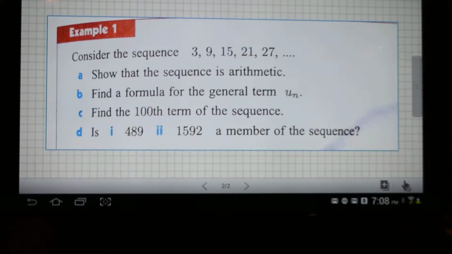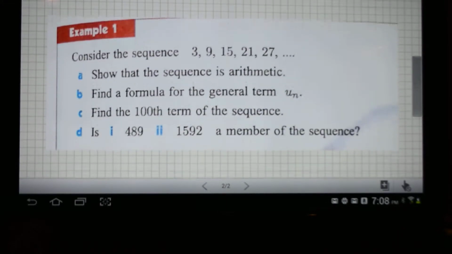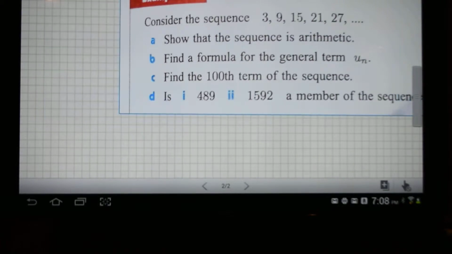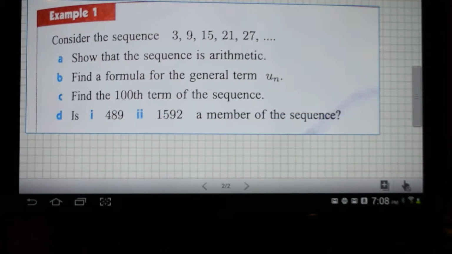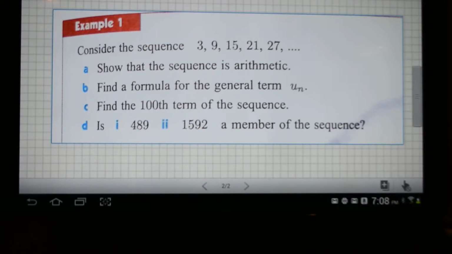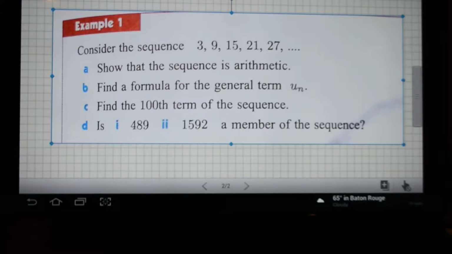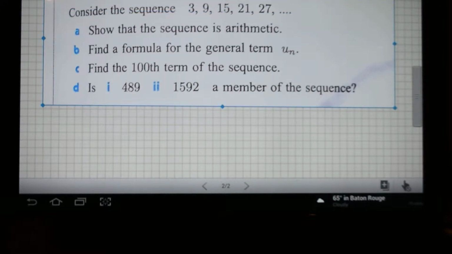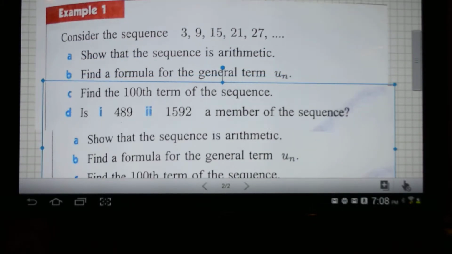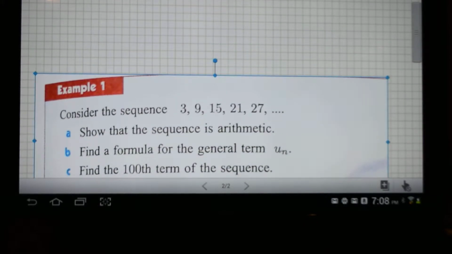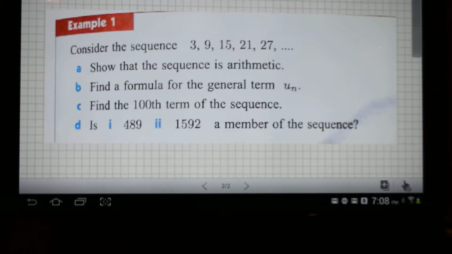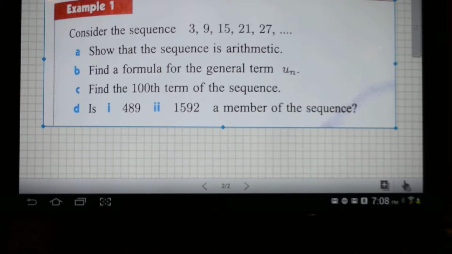Okay, this is example 1, and I just wanted to have that to refer to. The first thing it says is show that the sequence is arithmetic. Oops. Now I can move the thing. Let's see. Move this to the top. Learn something new every day. Shelby, here's another dog barking. Wonder what she thinks. Alright, show that the sequence is arithmetic.